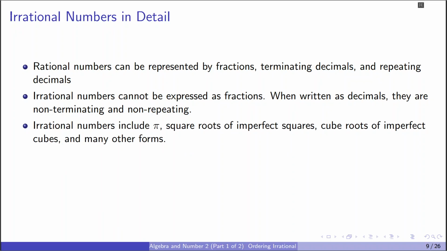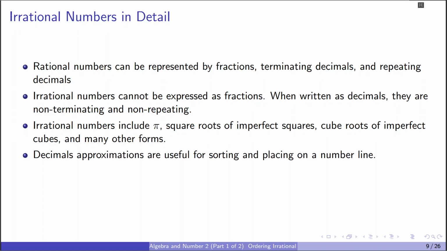The irrational numbers include pi, square roots of imperfect squares, cube roots of imperfect cubes, and others, including some we have no written representation for. So decimal approximations are useful for sorting and placing them on number lines.